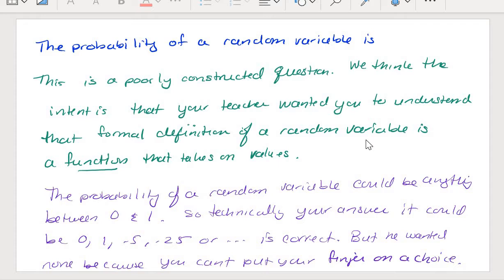And if it's not defined and you don't have a specific question, you can't answer that question with the information given. So they had the selection of none of the above. But actually, your answer is technically correct because it could be 0.01, 0.5, it could be any one of these things. But he had none of these because you can't put your finger on a particular choice. So that's why it was none of these on that one.